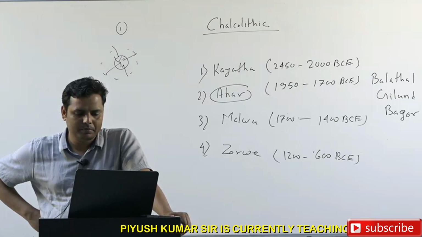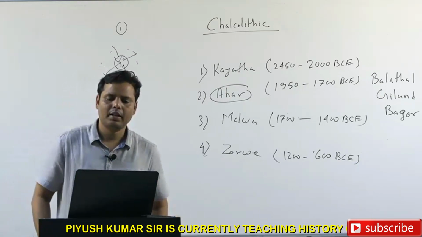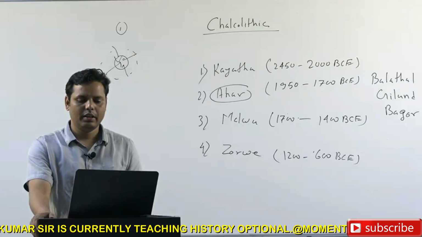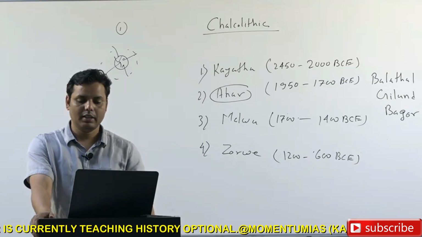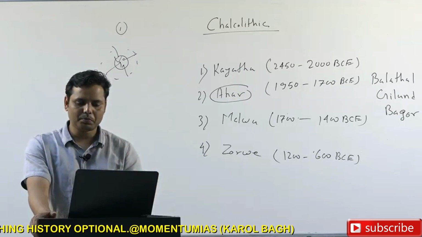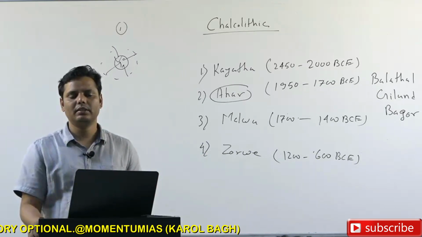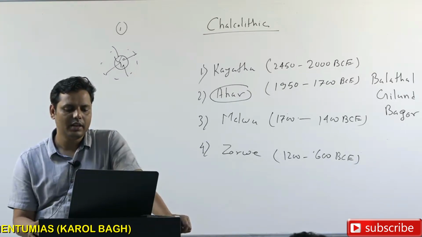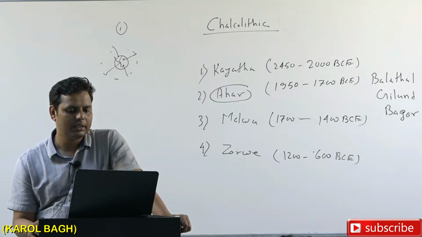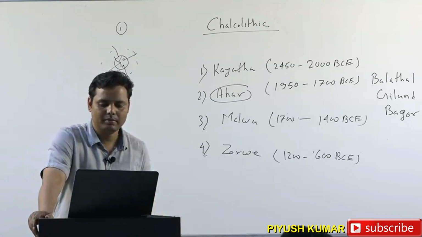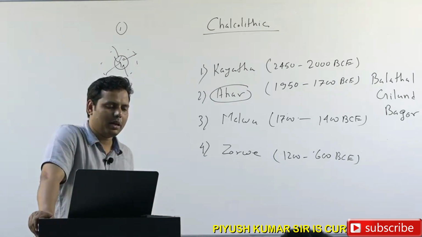At the same time, a uniform settlement pattern is seen at all the sites with certain additional features. At some sites, like Balathal, there is a fortified enclosure.